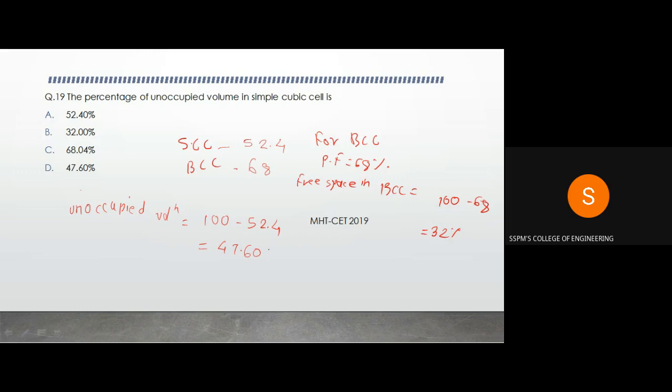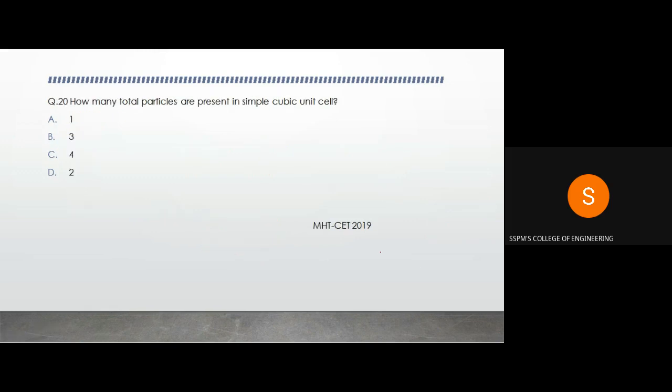Next, this question was asked in 2019. How many total particles are present in the simple cubic unit cell? So here, for SCC, the constitutional particle for SCC is equal to 1. So A is the correct answer.